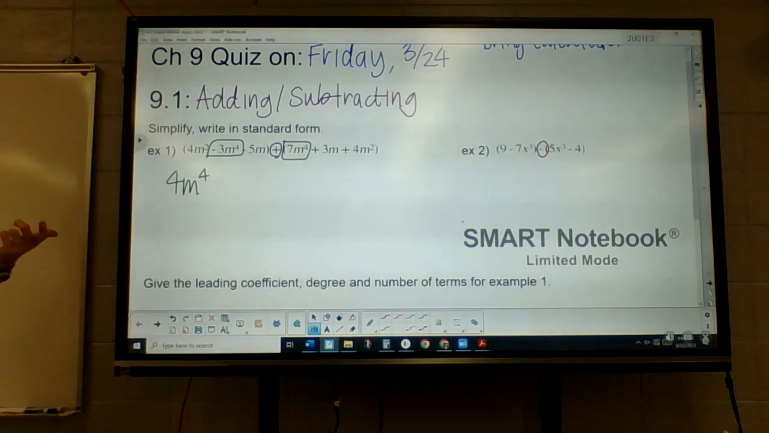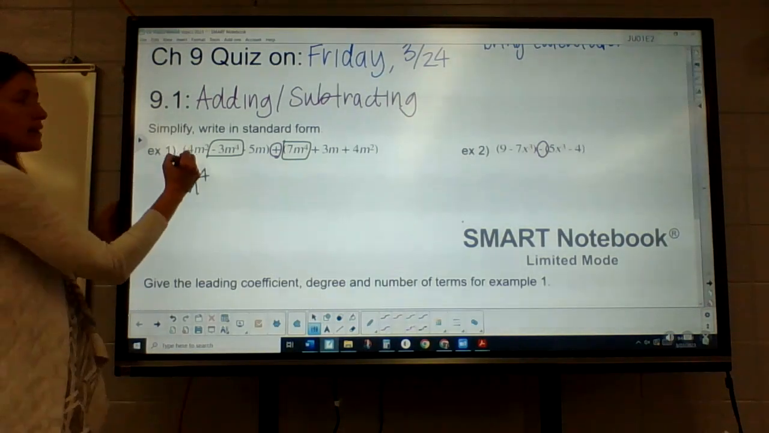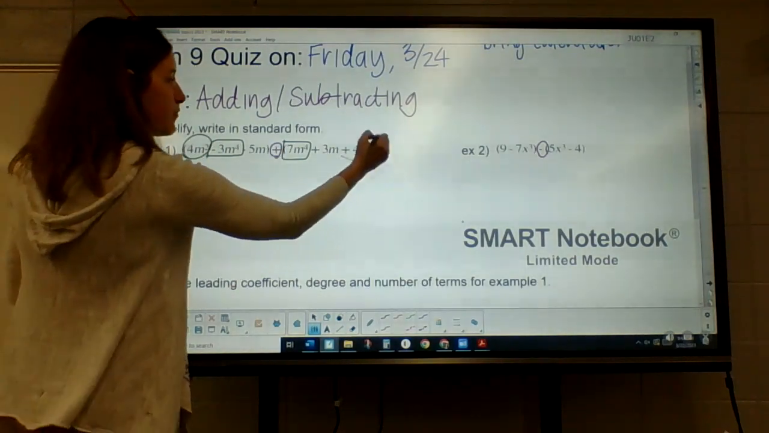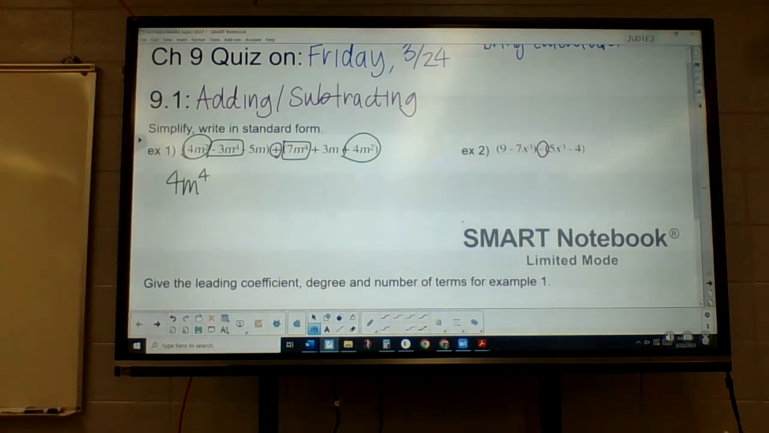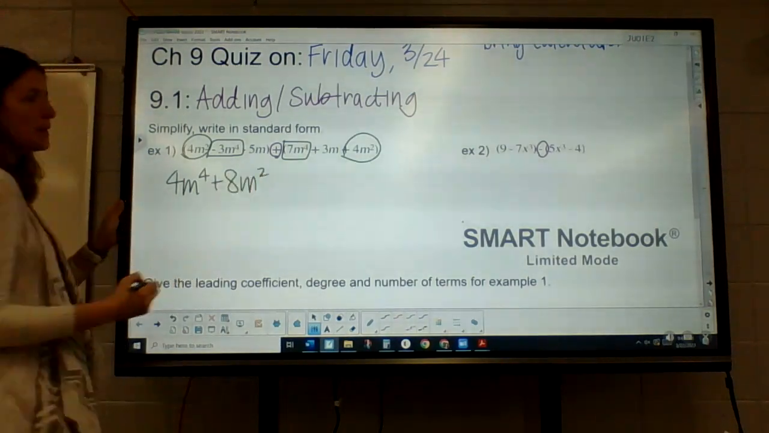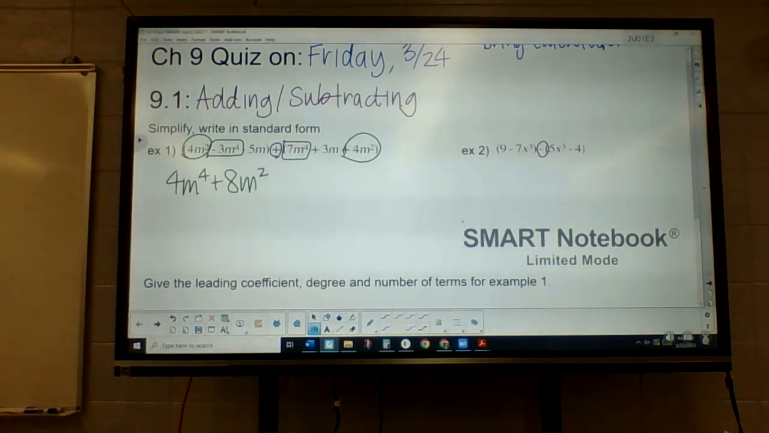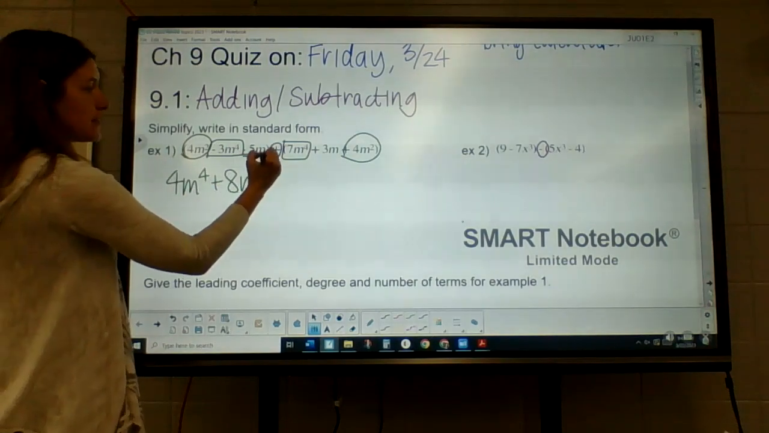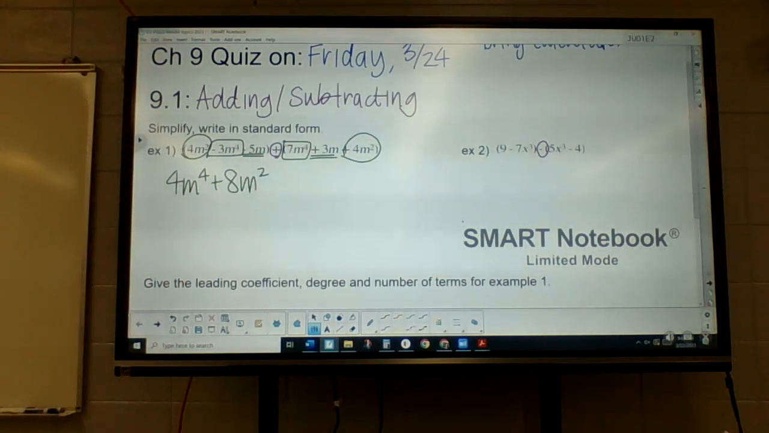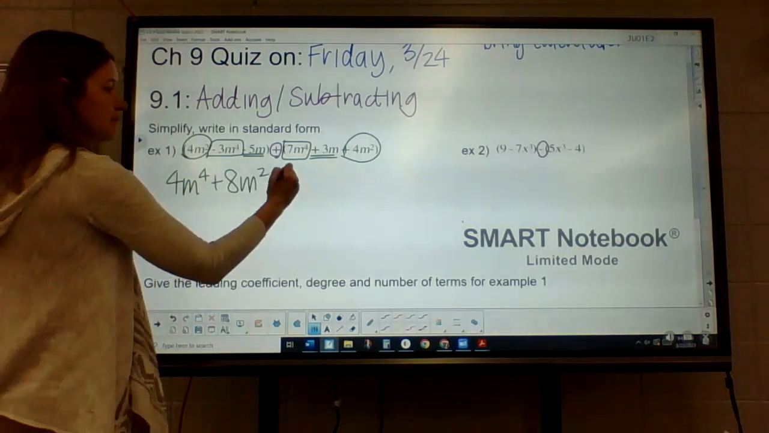Next one I'm going to look at is which one? The second power, yep. So this 4m to the second plus a 4m to the second is going to be 8m to the second. And then lastly, we're going to do the negative 5 and the positive 3m. So negative 5, positive 3, so minus 2m.